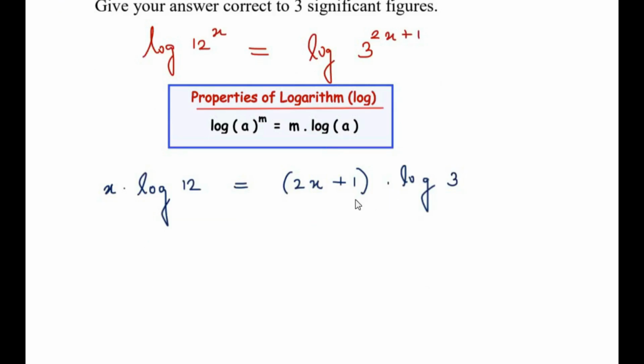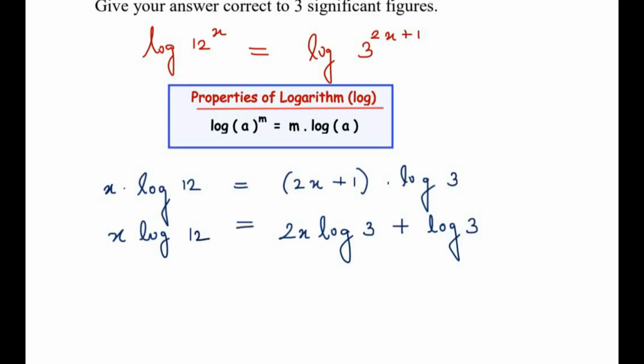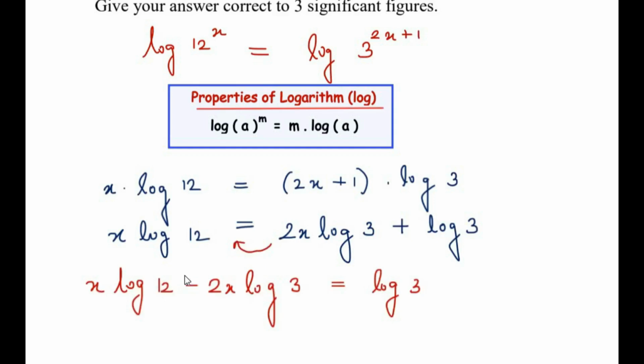Next, on the right hand side we are going to expand the brackets. That is 2x multiplies with log 3 giving us 2x log 3, and plus 1 multiplies with log 3 giving us plus log 3. Now here the left hand side remains the same, so let us write x log 12. The next step is to gather the like terms. Now here 2x log 3 and x log 12 are like terms because both the terms have x in it. So let us bring 2x log 3 on the left hand side. So we are going to write x log 12 remains the same. Now plus 2x log 3 becomes minus 2x log 3.